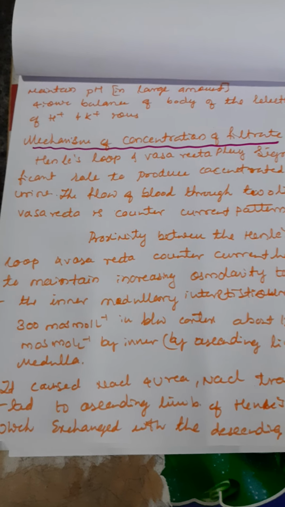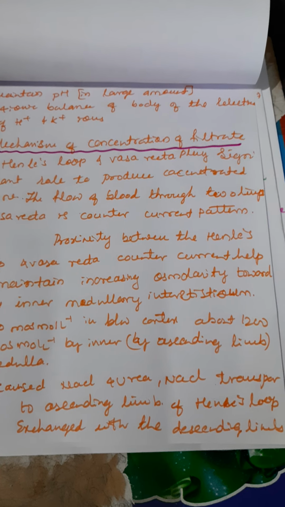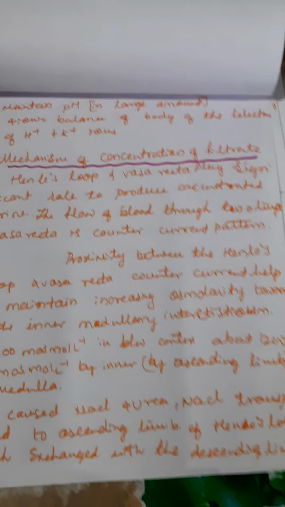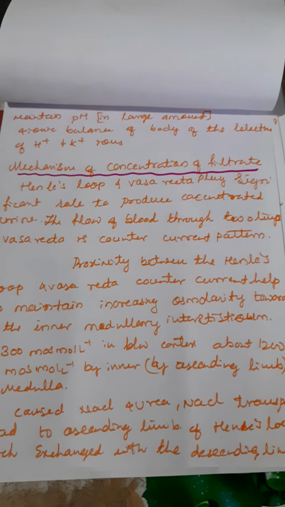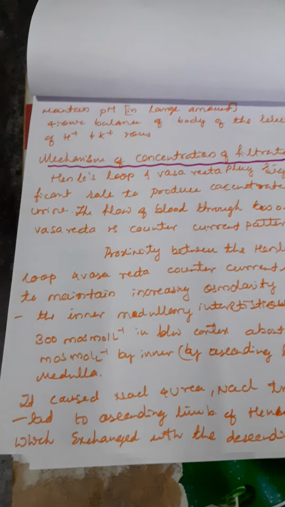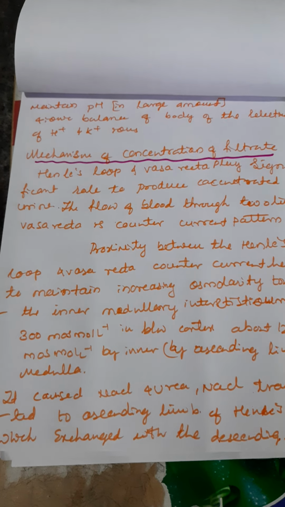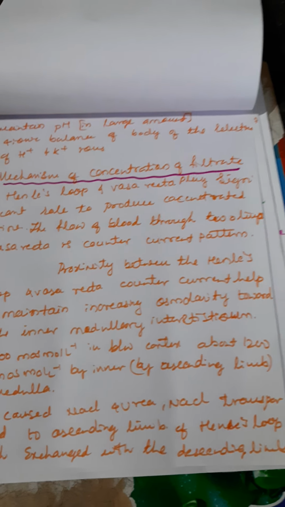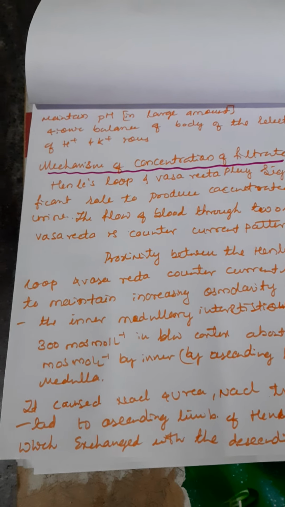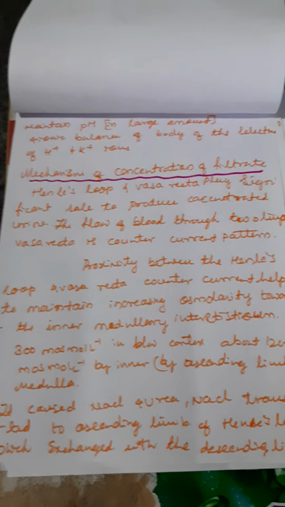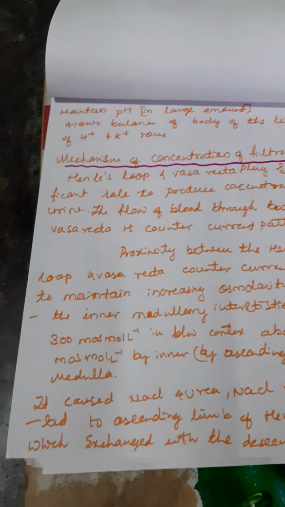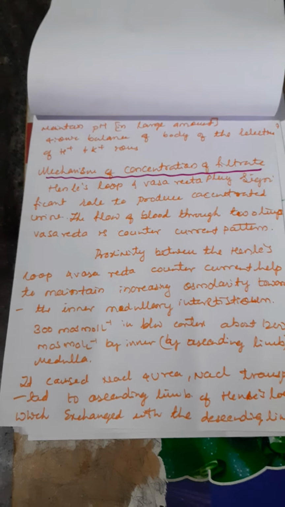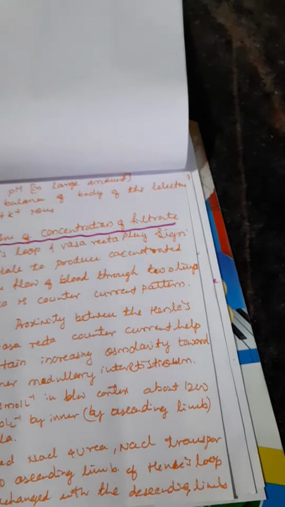It increases from 300 in the cortex to 1200 in the inner medulla. It is caused by NaCl, sodium chloride, and urea. Sodium chloride is transferred to the ascending limb of Henle's loop, which extends with the descending limb.